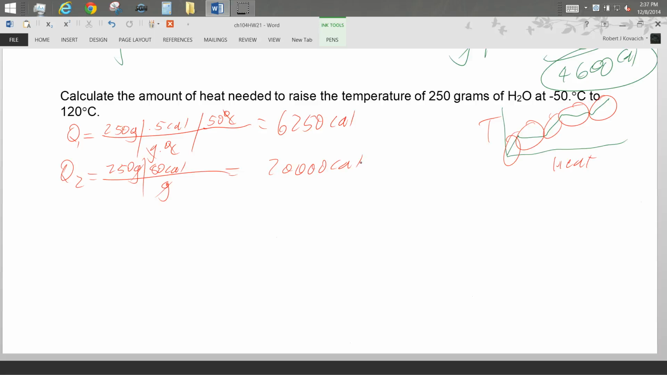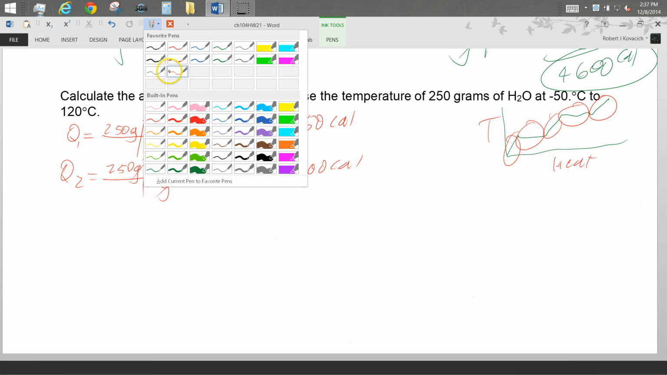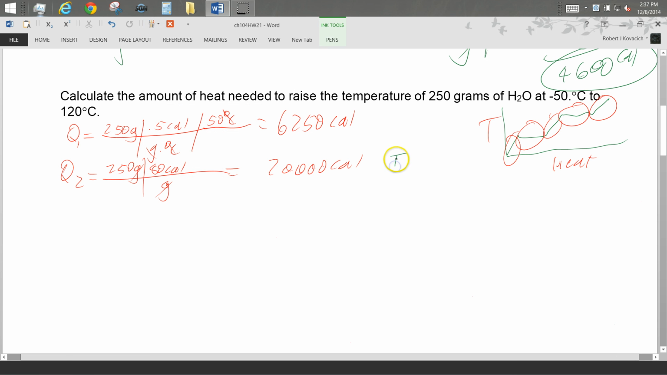Break the intermolecular bonds. Force. Or force. Okay, that's perfect. We're going to say this is for intermolecular forces, and this is for movement. Are we good with that? The 6250 is making them move more, and the 20,000 is breaking intermolecular forces.